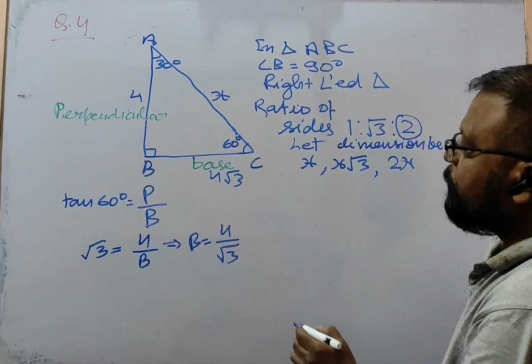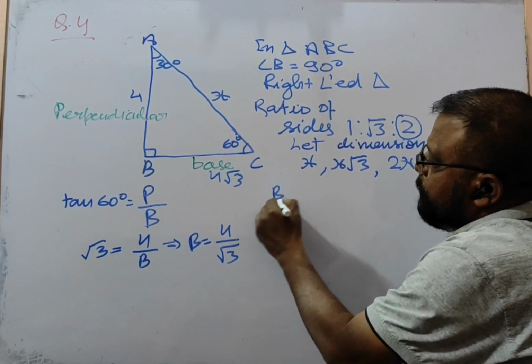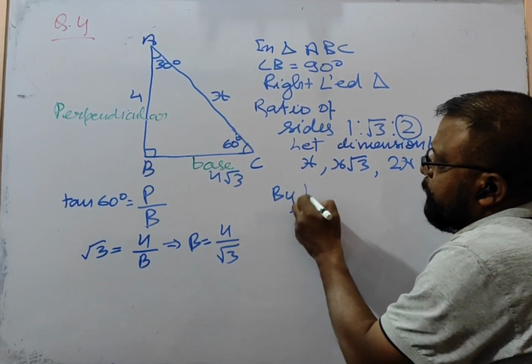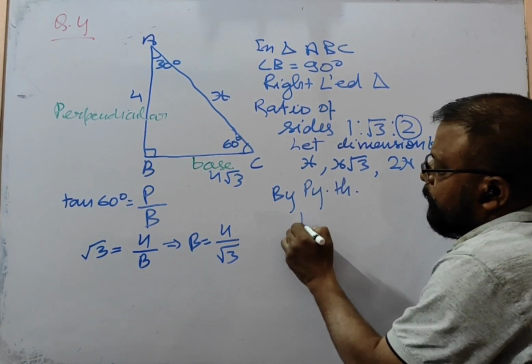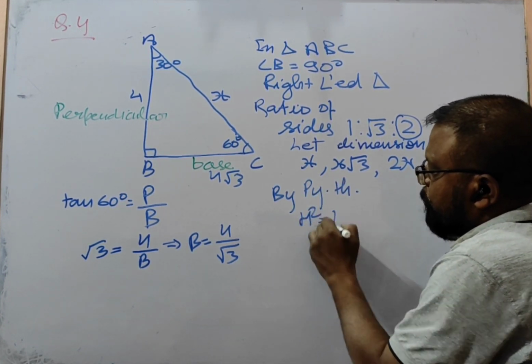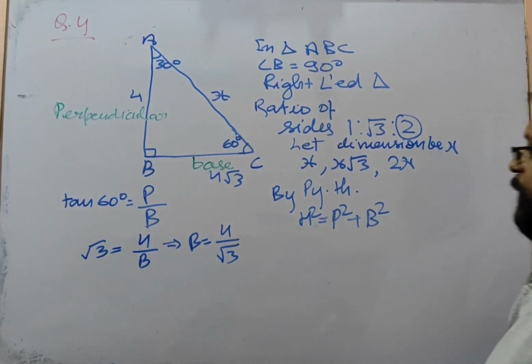So now we get by Pythagoras theorem, hypotenuse square is equal to perpendicular square plus base square, right?